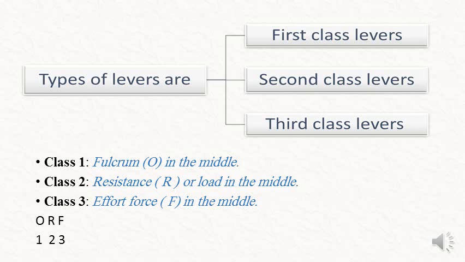Remember with me, ORF. O represents fulcrum, R represents resistance force, F represents effort force. Don't forget ORF. It's very important because O represents fulcrum. If the fulcrum is in midpoint, this represents first class lever. If R is in the midpoint, this represents second class lever. If F is in the midpoint, this represents the third class. Okay, we will apply this in the next slides. Keep attention and apply this one in each lever.